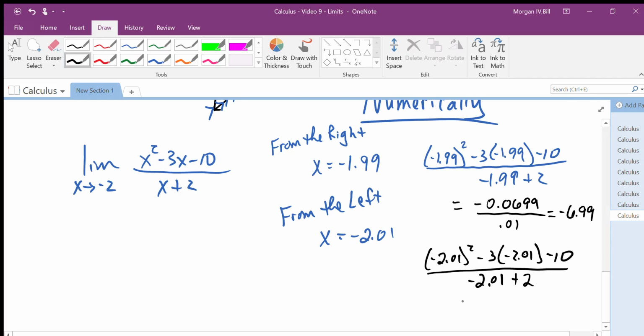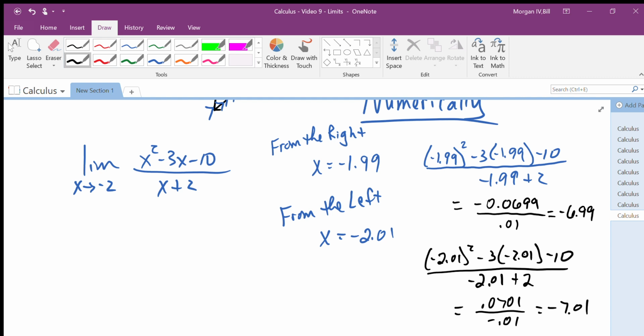I'm getting 0.0701 divided by negative 0.01 this time, so negative 7.01. Again, from the left-hand side, it's approaching a y value of negative 7. That would be numerically.